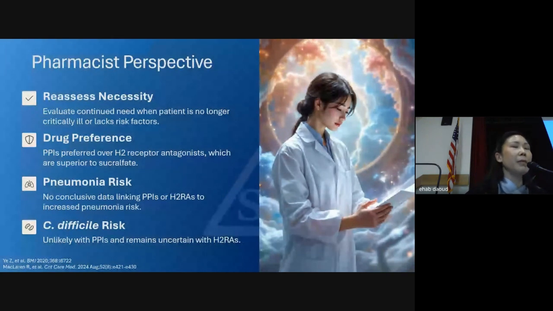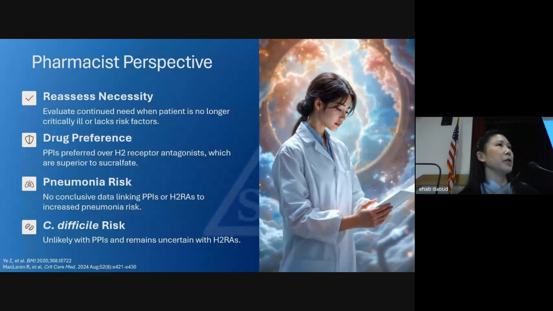Looking at what type of stress ulcer prophylaxis, it is preferred to use a PPI, proton pump inhibitor, like pantoprazole, versus an H2RA, like famotidine or Pepcid. There is no pneumonia risk and no risk for Clostridioides difficile. So if you come to me saying, okay, I'm so worried about these things, it's not an associated risk factor, so I'm going to tell you, don't worry about that.